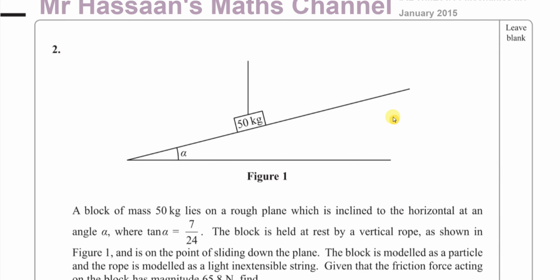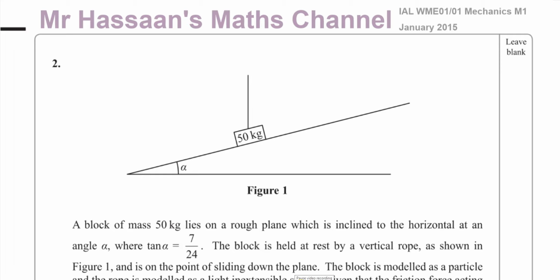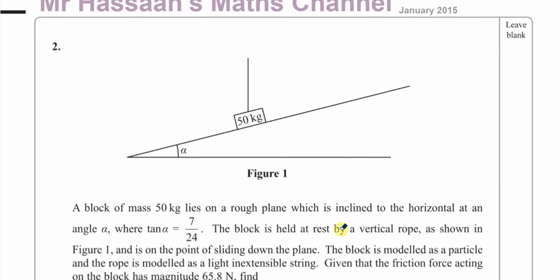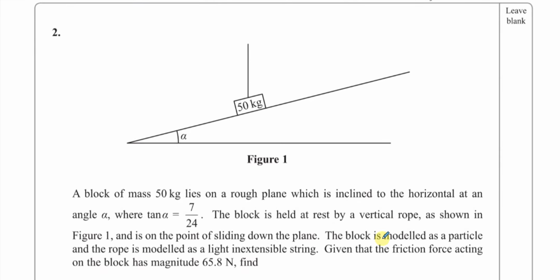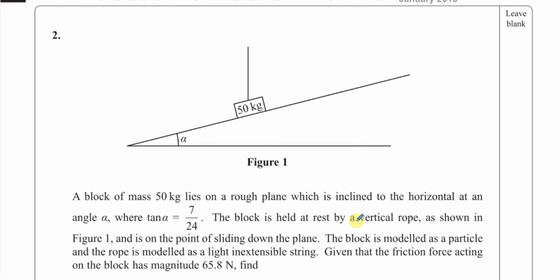This question is about a block of mass 50 kilograms which lies on a rough plane inclined to the horizontal at an angle alpha, where the tangent of alpha is equal to 7/24. The block is held at rest by a vertical rope, as shown in figure 1, and is on the point of sliding down the plane. The block is modeled as a particle, and the rope is modeled as a light and inextensible string. Given that the friction force acting on the block has a magnitude of 65.8 newtons, find for part A the tension in the rope. There are a few important points here.